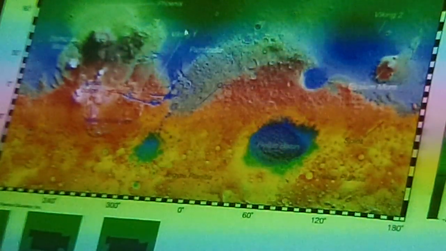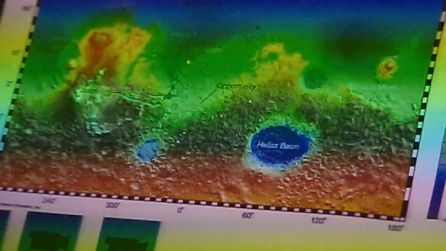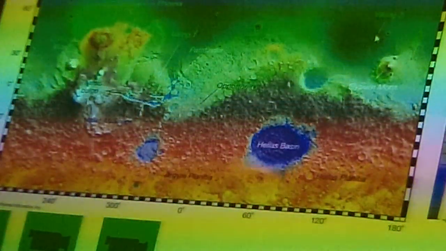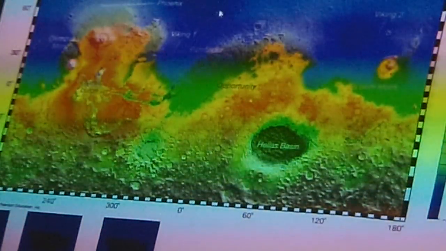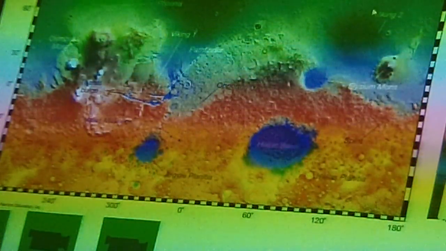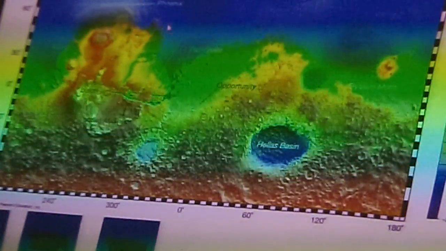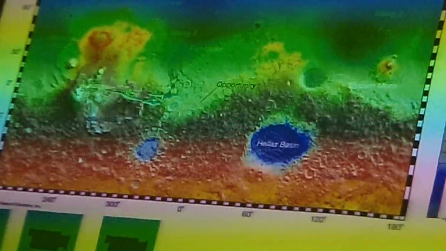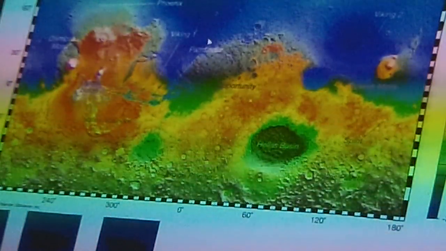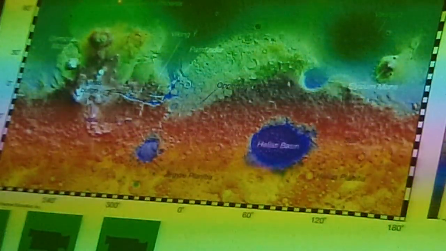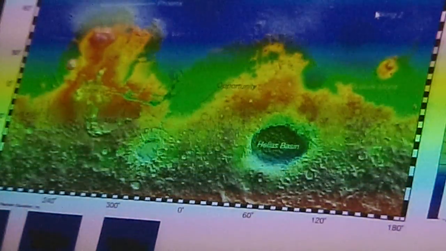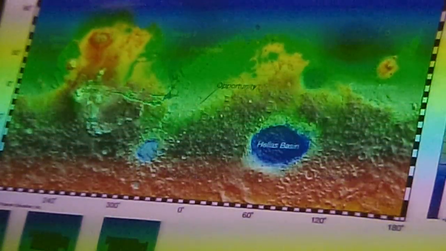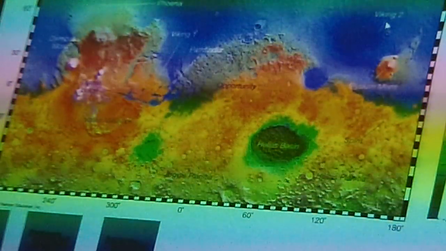This also shows where things landed. Viking and Pathfinder were different missions that NASA flew there. There's where one of the Vikings landed. You can see the northern half, like I said, is blue. That means it sits down low. The southern half sits up high. The southern half has a lot of craters. The northern half is relatively smooth. See all the craters on the southern half there? And not many on the northern half.